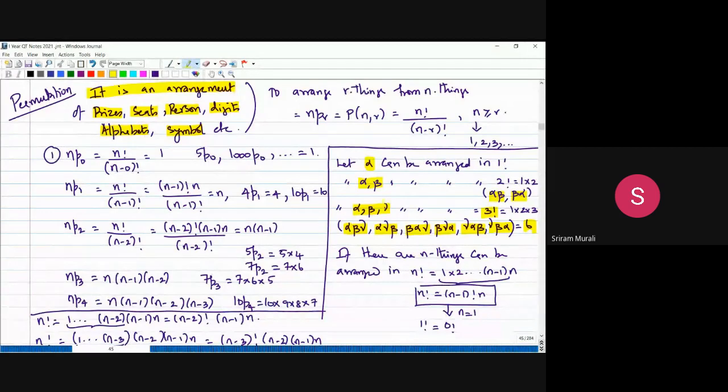If I take 4 things, it can be arranged in 4 factorial, that is 1 into 2 into 3 into 4. If there are n things, it can be arranged in n factorial ways. n factorial is 1, 2, 3, and so on to n. What is the preceding value of n? n minus 1. 1, 2 means 2 factorial. 1, 2, 3 means 3 factorial. 1 to 4 means 4 factorial. So 1 to n minus 1 is n minus 1 factorial, into this n. So the same n factorial you can write like this. Have you understood?